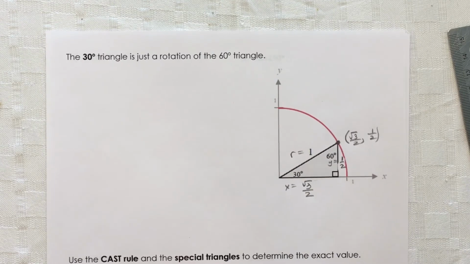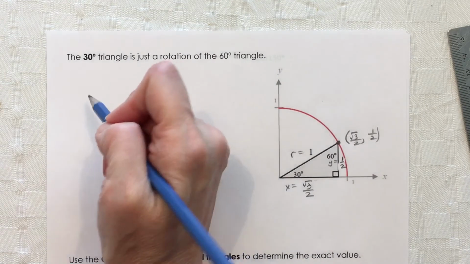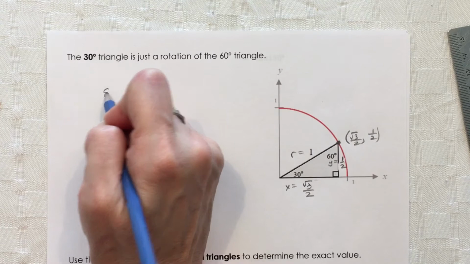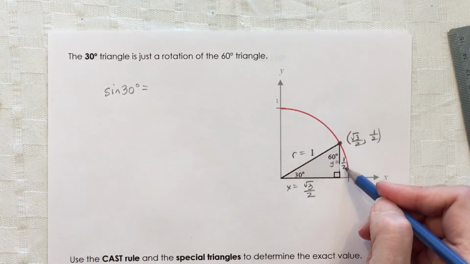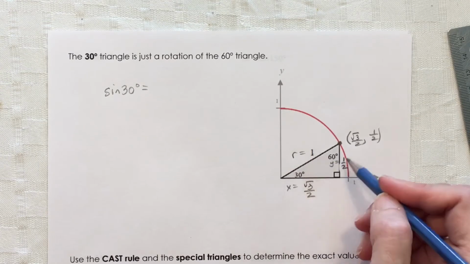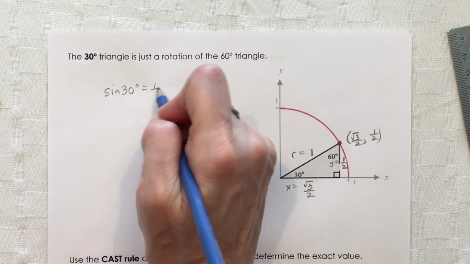So now we can just figure out the sine, cos, and tan again. So the sine of 30 degrees is the y value over the r value, but the r value is still 1, so the sine of 30 degrees is 1/2.